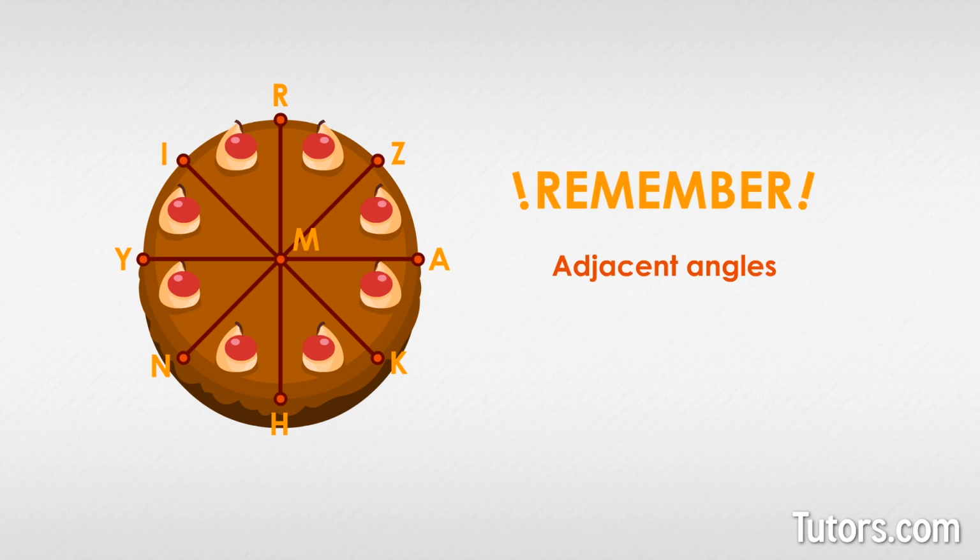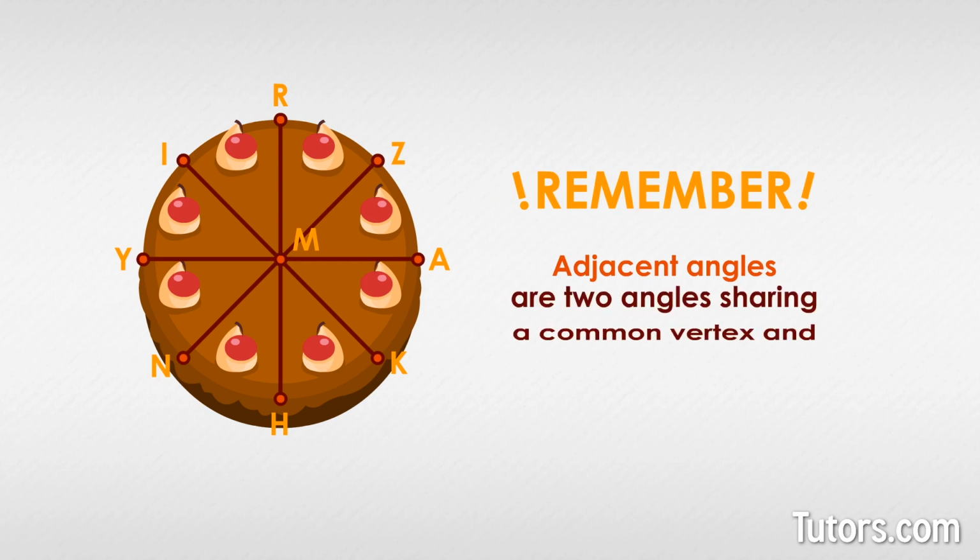Remember, adjacent angles are two angles sharing a common vertex and a common side. They appear in many places but are prominent in parallel lines cut by transversals.